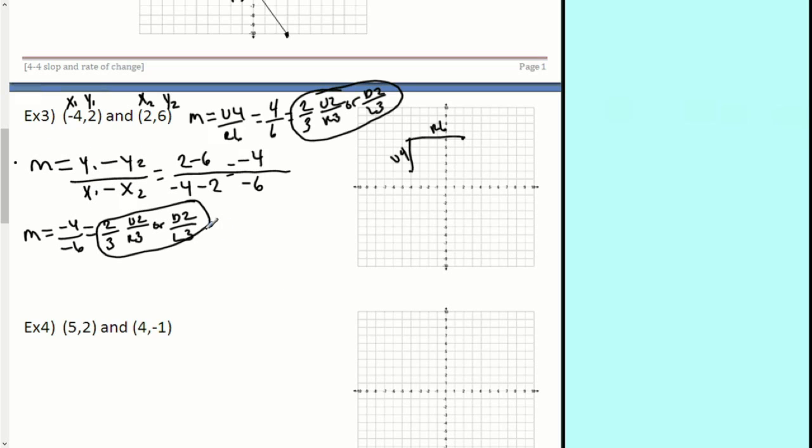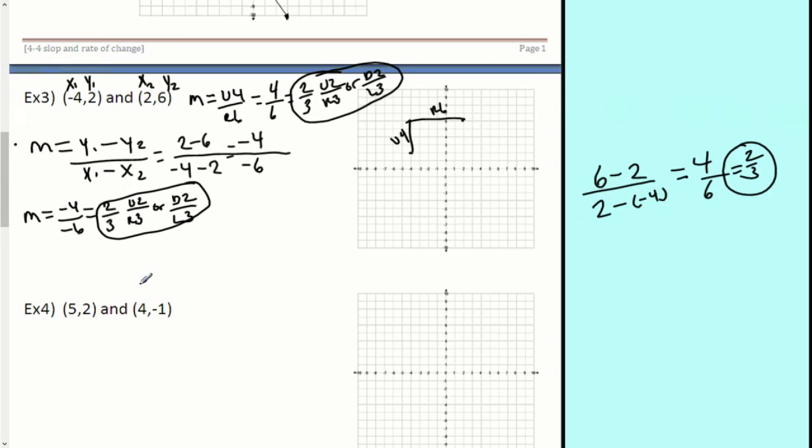Now here's something interesting. What if instead of calling this one x1, y1 and this one x2, y2, I called this one x1, y1 and this one x2, y2? Well, what would have happened differently? I'm going to do this off to the side so you can see it. If I flip them around, then I would have had 6 minus 2 over 2 minus a negative 4. Now 6 minus 2 is 4, and 2 minus a negative 4 is 6. I get 4/6, which is still 2/3. So it doesn't matter which one I call the first point, because I'll end up with the exact same slope either way.